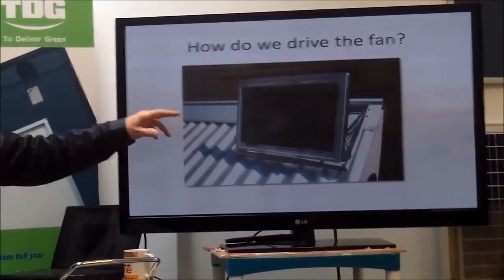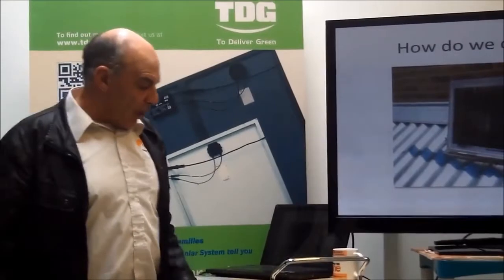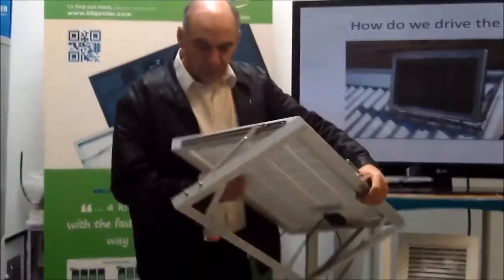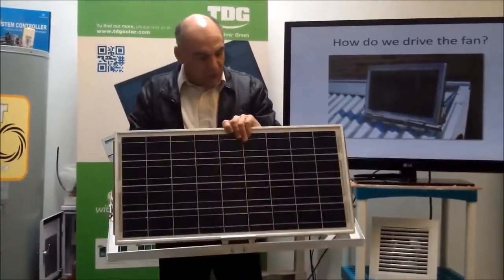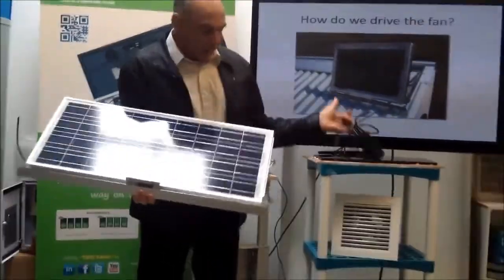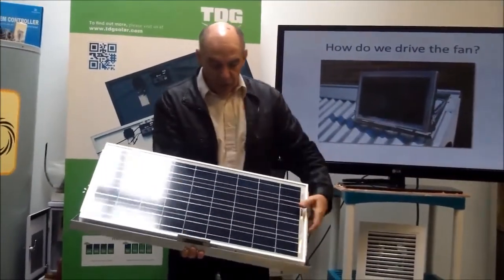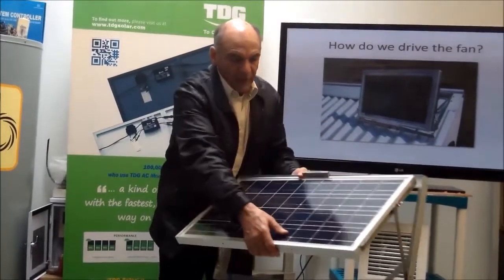So what we do is we match the size of the solar panel to the size of the fan. I have here a typical solar panel that we use. This is mounted on the roof like that. There's the wire that goes to the fan. Now you can adjust the tilt angle. You could even mount this on a wall like that.